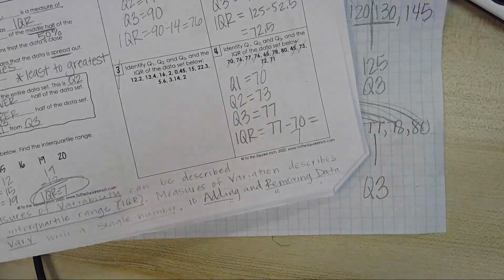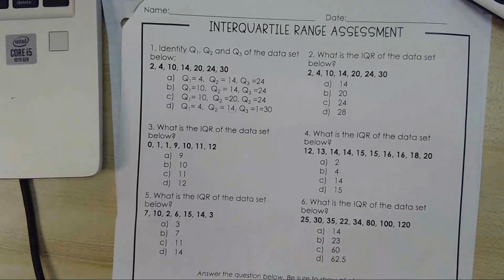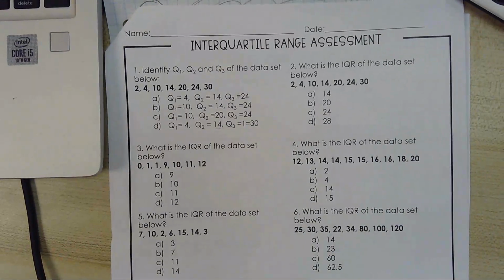Okay. So, if you look on the back side of this paper, it's all practice on interquartile range. You need to look back at your notes and do it from least to greatest. Find the median. You got your lower half, find the median. You got your upper half, find the median. Label all your Q1s, Q2s, and Q3s. And then find your IQR.